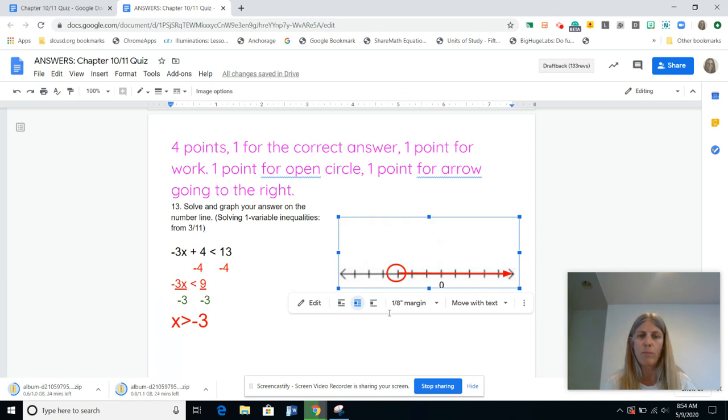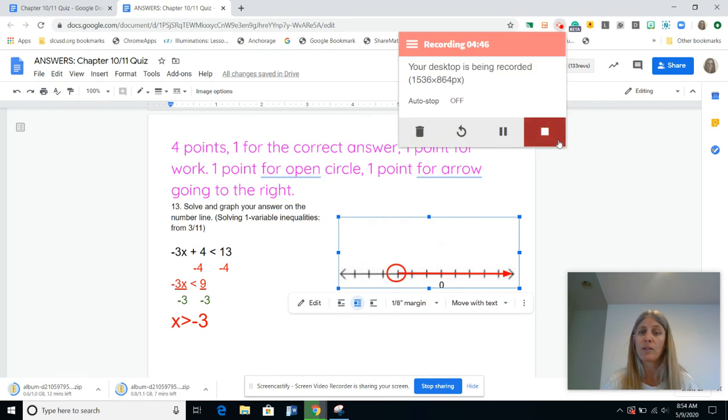So you get 1 point for the open circle at negative 3, 1 point for the right arrow, 1 point for the work, and 1 for getting the correct answer of x is greater than negative 3. So be careful. If you're finishing up by dividing or multiplying by a negative for inequality, you have to switch the inequality sign. Okay, that's it for page number 3, and we'll finish up with page number 4 in our last video of the day, which will contain our magic word.